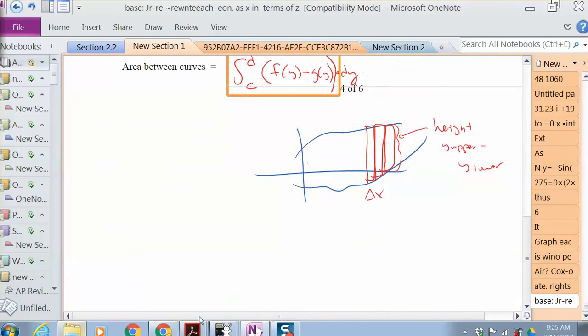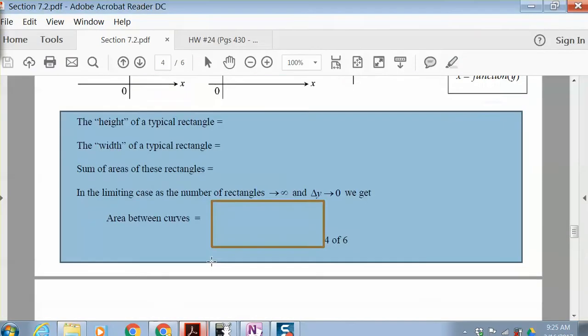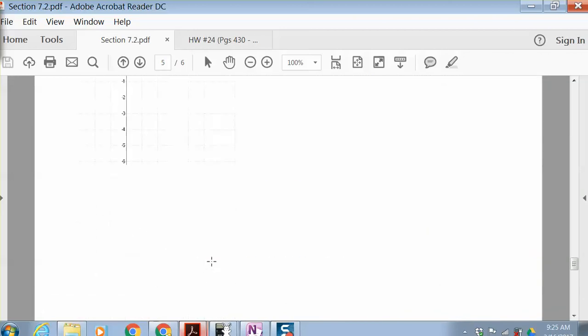So let's do an example, then we'll do one more, and then we're done.